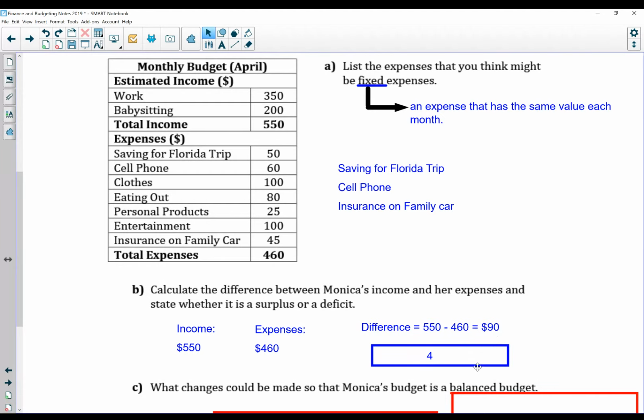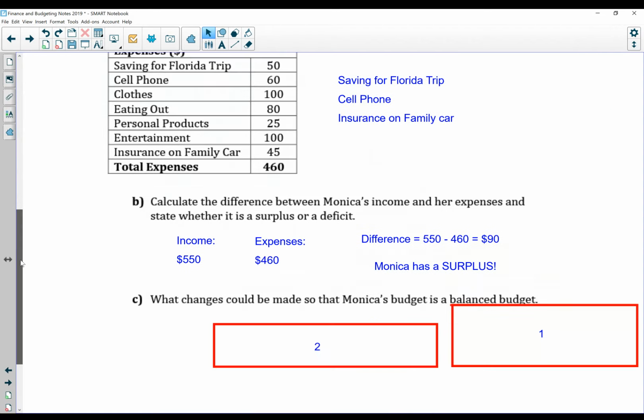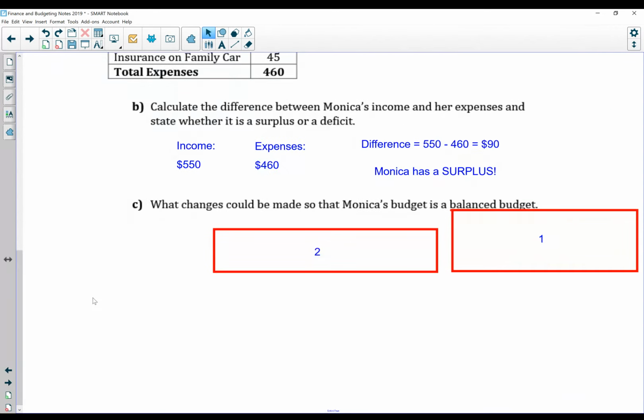So we have a positive $90. It's not negative. If it was negative, we would get a different result, of course. So this means because we have a positive $90 left over, Monica has a surplus. She's got more income than she does expenses. Again, if it was the other way around, if she had more expenses than she did income, she would have a deficit. Okay, but in this case, it's a surplus.